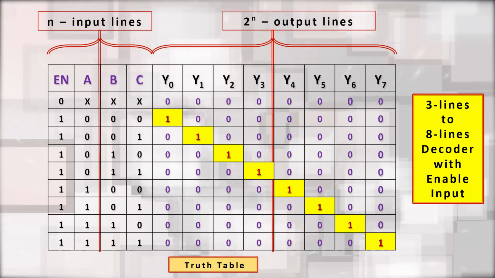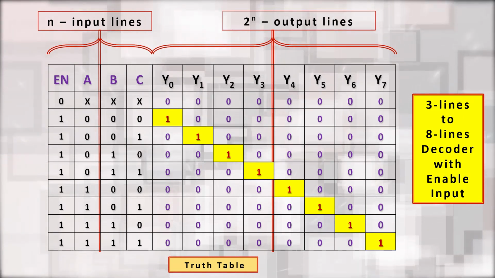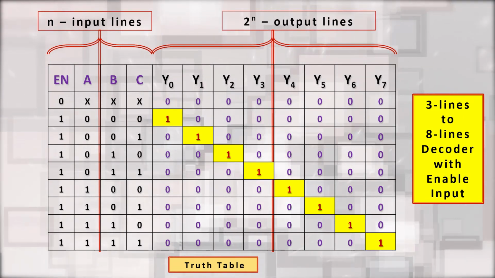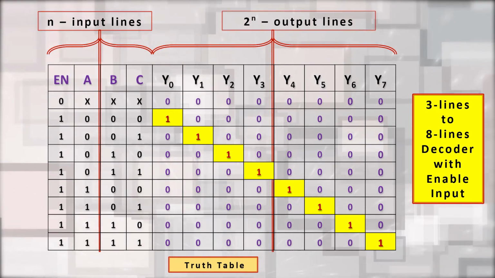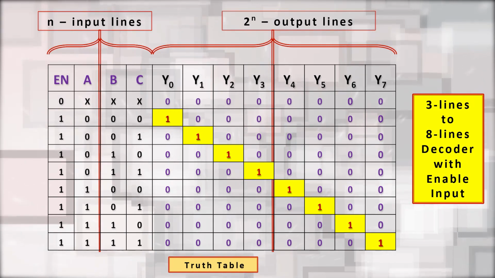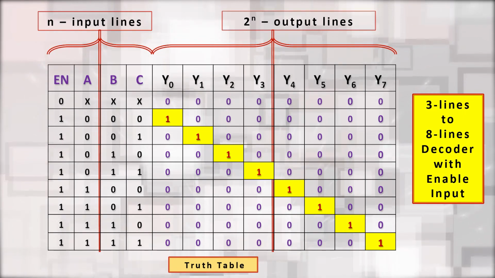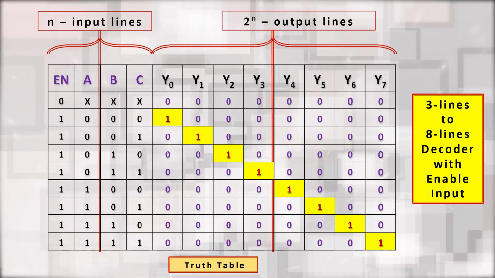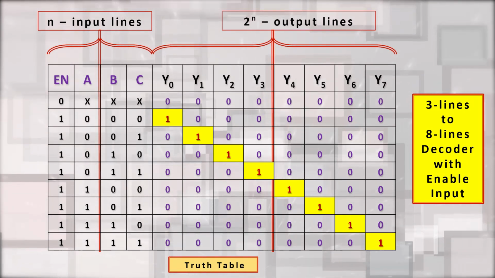For the first input 0 0 0, Y0 will be activated. Next, for 0 0 1, the Y1 will be activated, and accordingly for the last input 1 1 1, the Y7 will be activated. So, this is the truth table of the 3 to 8 decoder with enable input. Now, we will see the implementation or gate realization of this circuit.